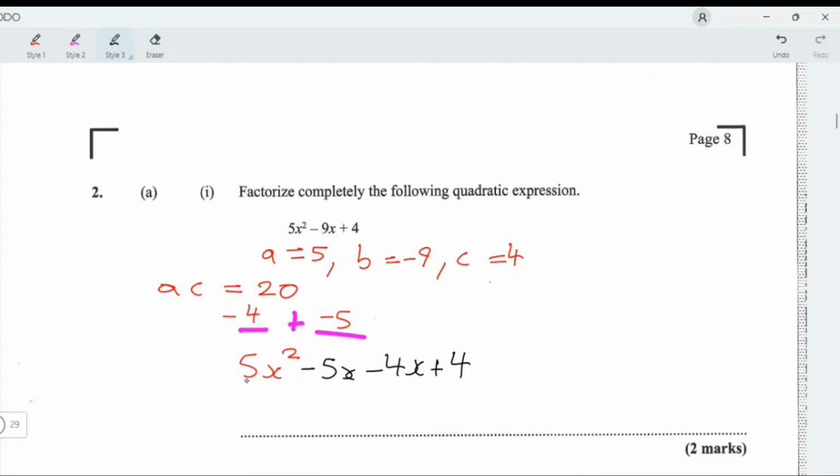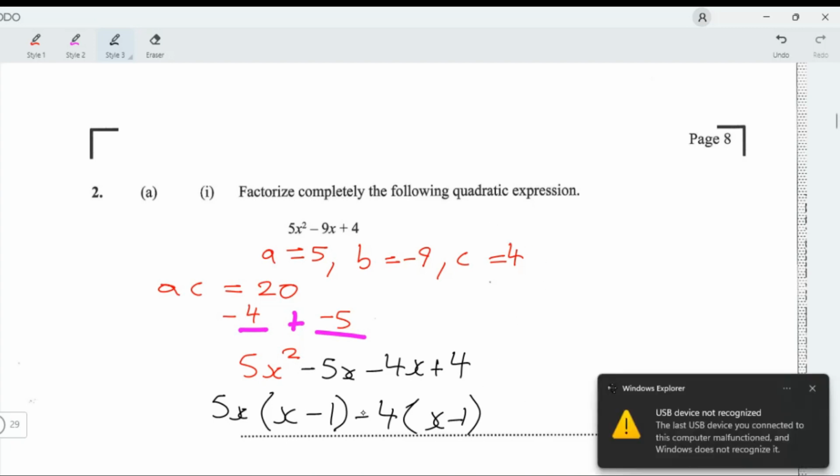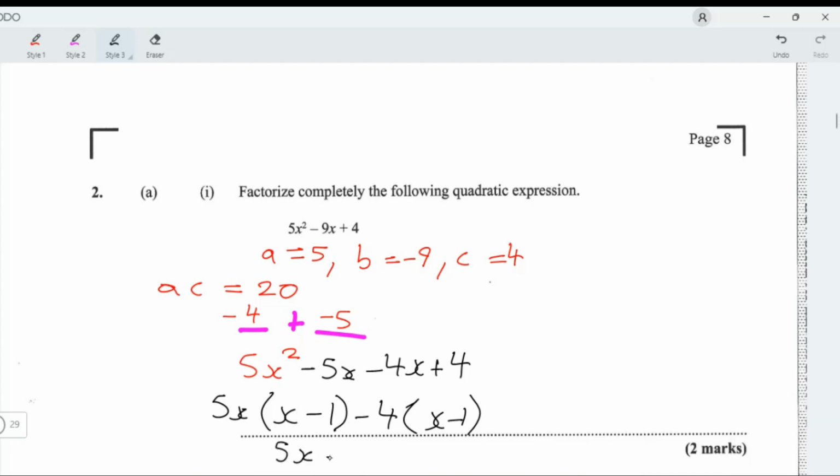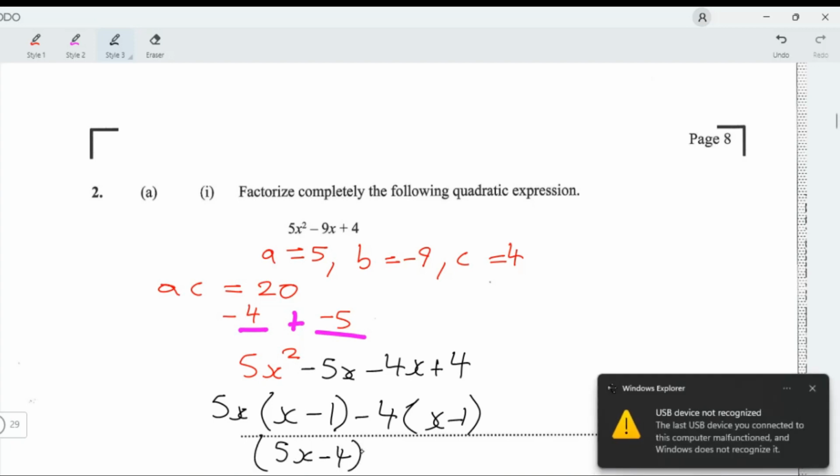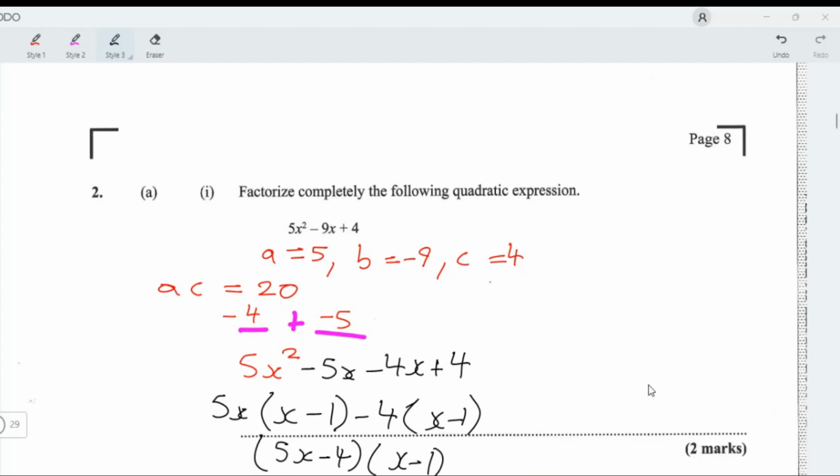From the first two terms, we can factor out 5x. We're left with x minus 1. From the next two terms, we can factor out -4. We're left with x minus 1. So this one is fully factorized, and we can write that it is 5x minus 4 in brackets, times x minus 1. That's it. Nice.